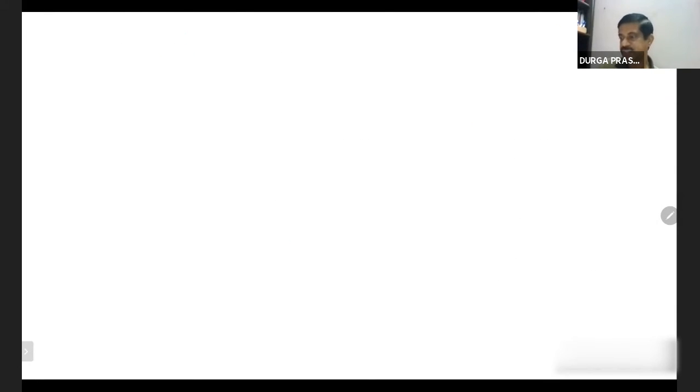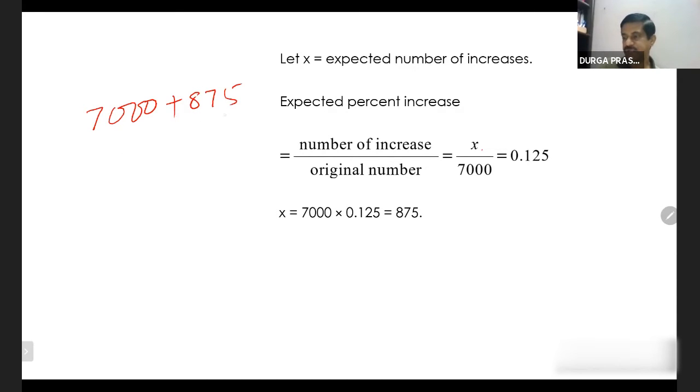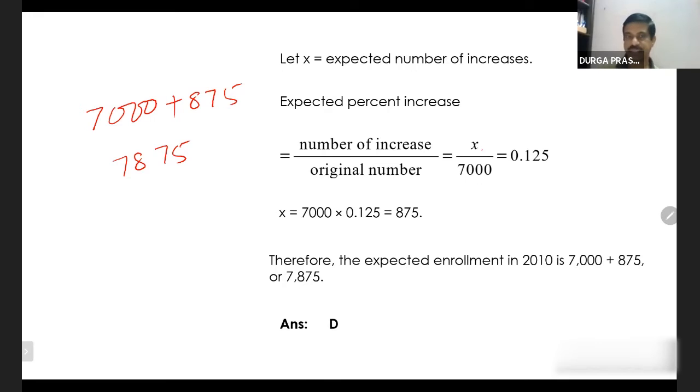So what was the strength in 2000? It is 7,000. So the number of increase X by the original number 7,000 is 0.125. So X is equal to what? 7,000 into 0.125 is 875. So the strength in 2000 was 7,000 plus the increase of 875. Therefore, the total strength in 2010 will be 7,875. Right, children? So please note it fast.